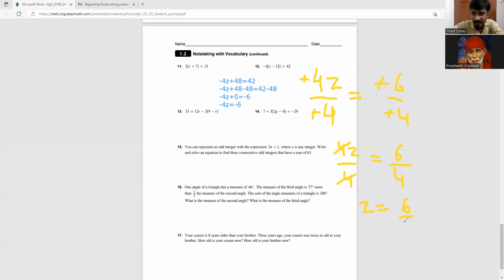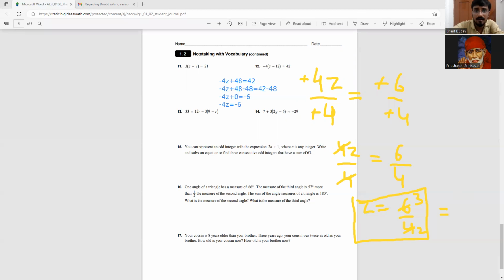So now here the thing is, you can solve this further also. 6 by 4, this is a fraction. You can solve further also, and if you don't want, you can say z equals 6 by 4 also. Otherwise, what you can do? 2 threes are 6 and 2 twos are 4. So you can write it as 3 by 2 also. So either you take 6 by 4 or 3 by 2.